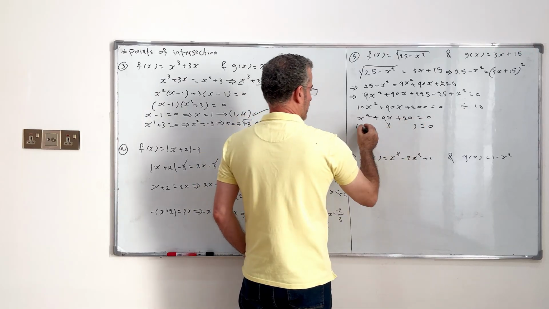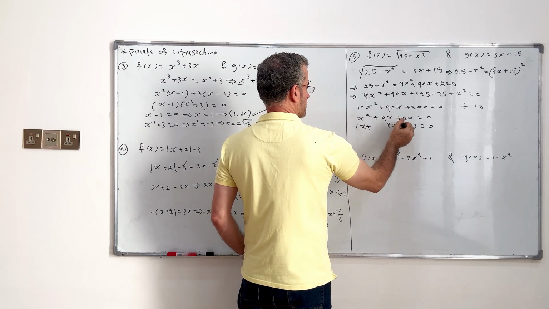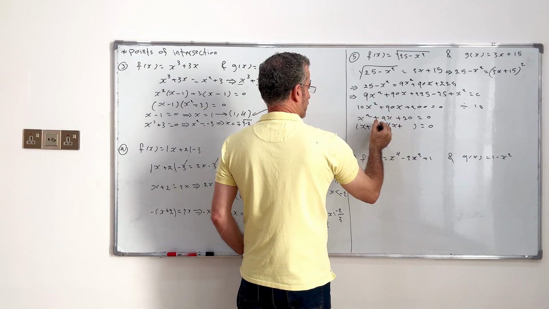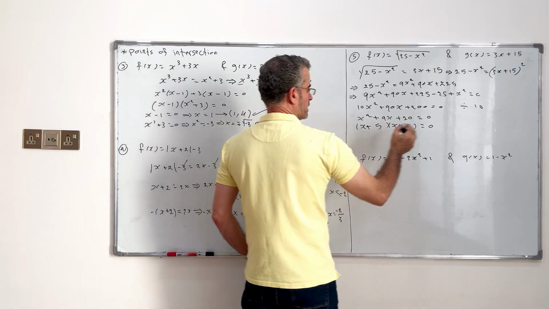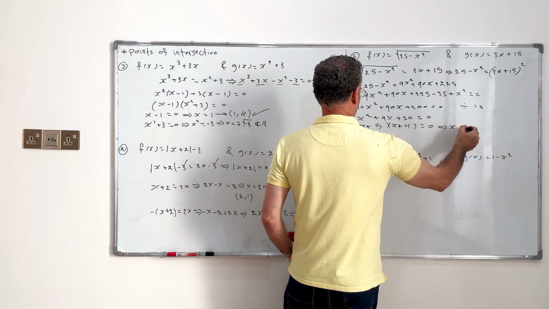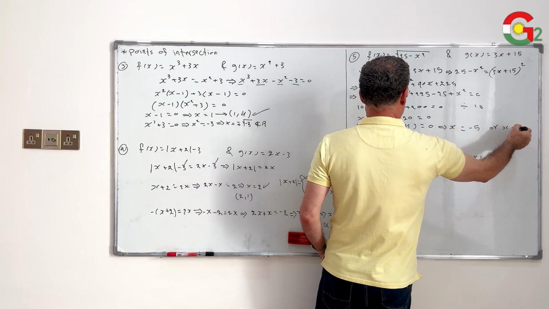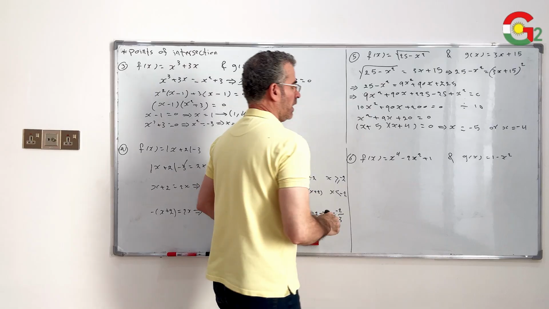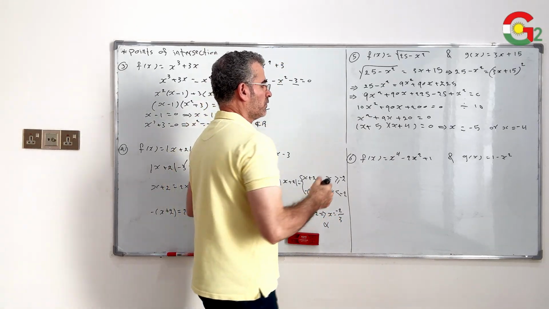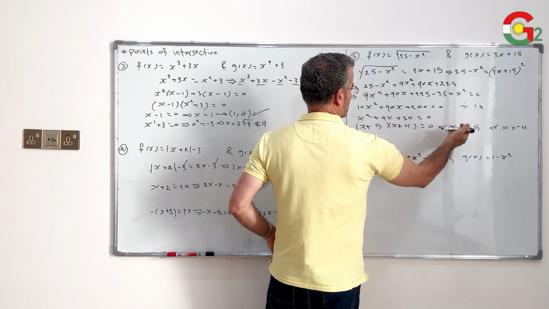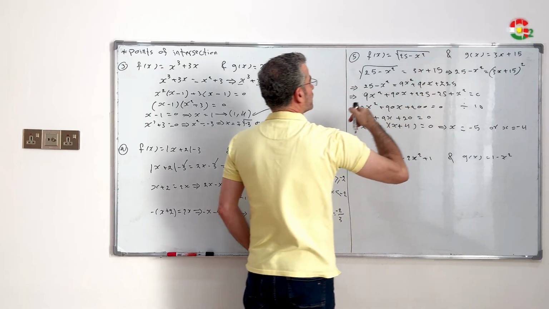Factor: x plus 4 times x plus 5. Either x equal negative 5 or x equal negative 4. I have two x intersection points for these two graphs. To find the y coordinate, substitute x in one of these two functions.